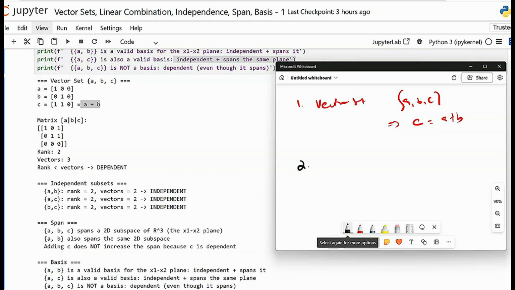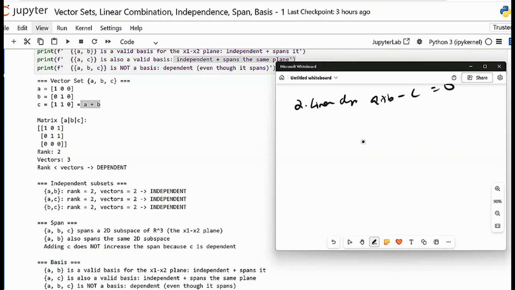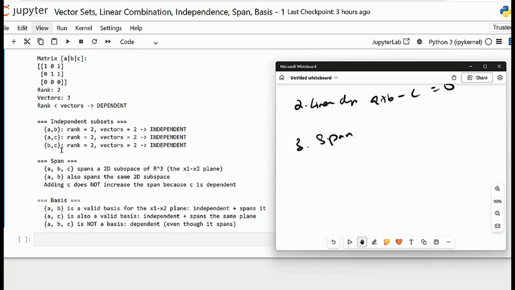Now the second one is about how this happens: A plus B minus C is equal to 0. On linear dependency, it is said that a non-trivial combination exists, so it is dependent. Next, let me move on to the third one, which is about span. Kindly observe, dear friends, all vectors lie in the x1 and x2 plane. So what would be the dimension? The dimension is 2.